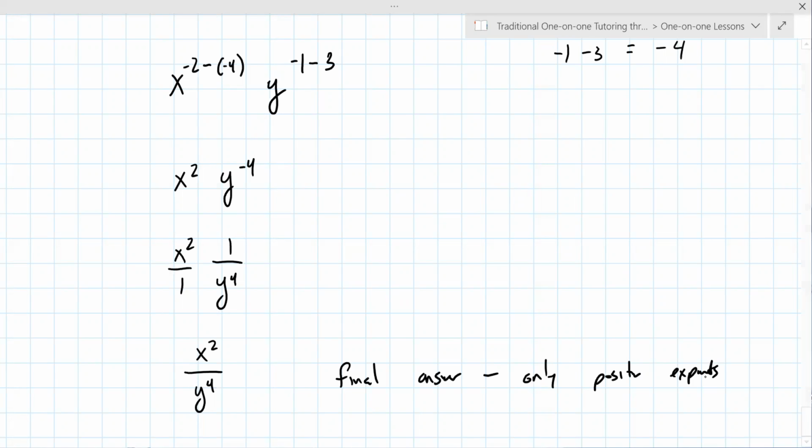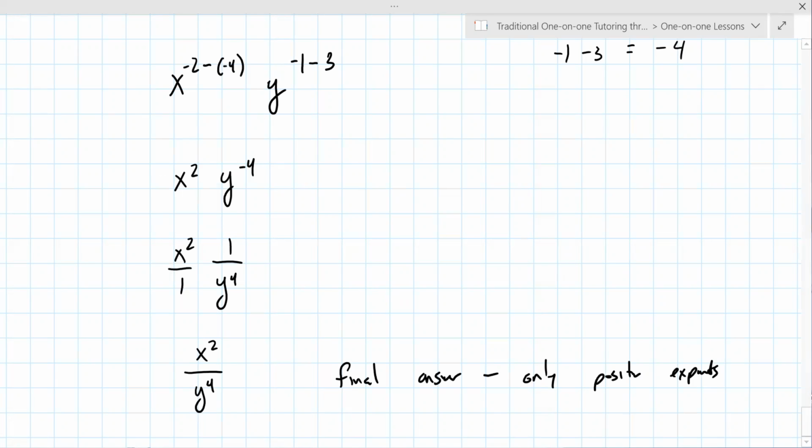Why? I don't know. They don't like negative numbers. That's just the nature of this. There's not really a good explanation, unfortunately, for that. Maybe it looks better. I don't know. I actually think this line looks better than this, but that's me. Who knows? So you can never give me an answer with negative exponents.